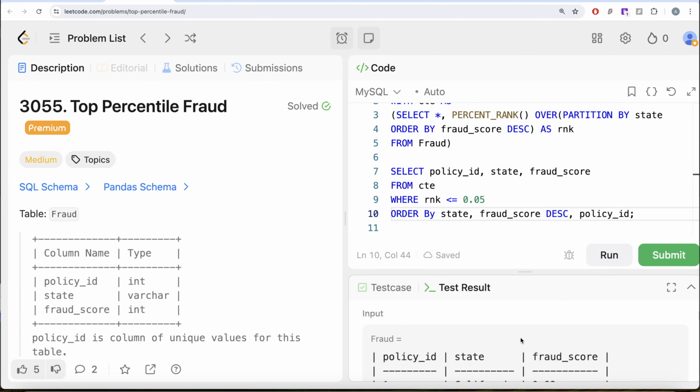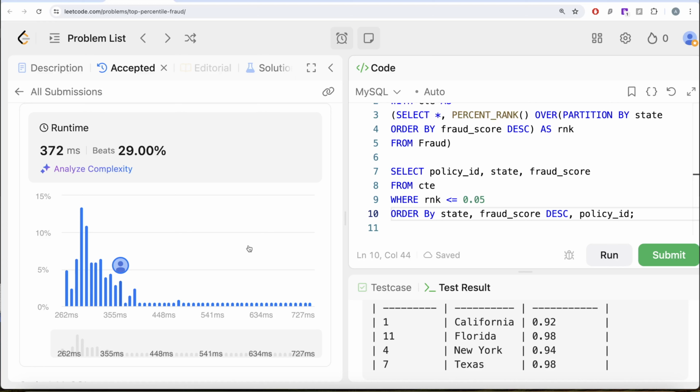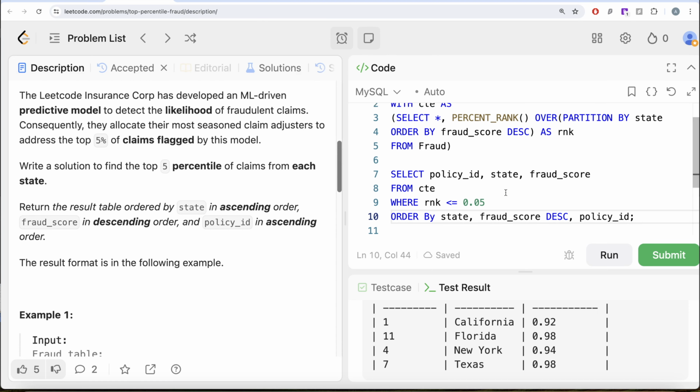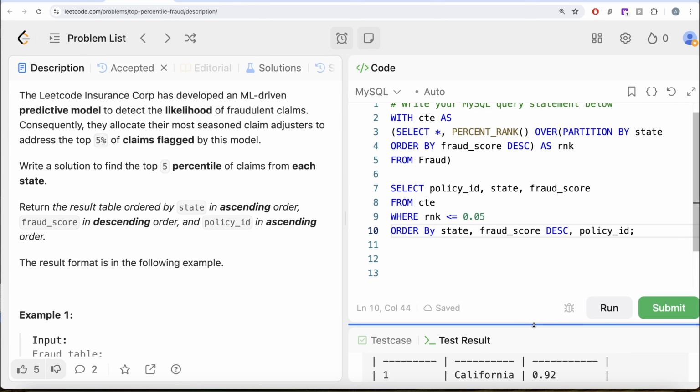If you look at this, this is accepted. Our output is exactly the same as the expected output. Let me go ahead and submit to pass all the test cases. So this is accepted, and this is how to do it. For this difficult question, what we basically had to do was, firstly, a percentile rank for every state, ordered by fraud score in decreasing manner, because we want the top 5 percentile fraud claims. And then once we had that, we kept only those rows where rank is less than or equal to 0.05. So yeah, this is how we do it.